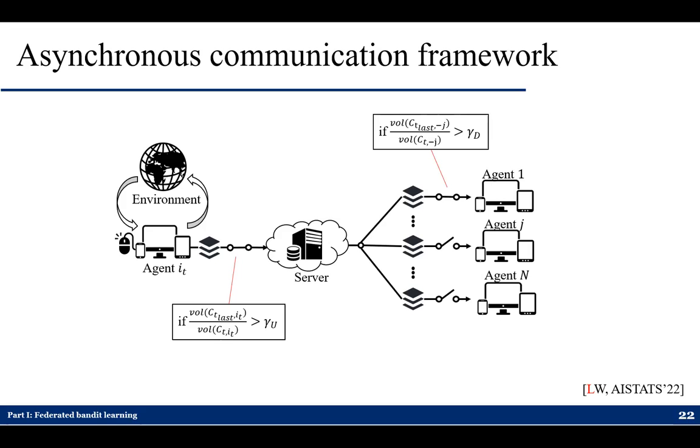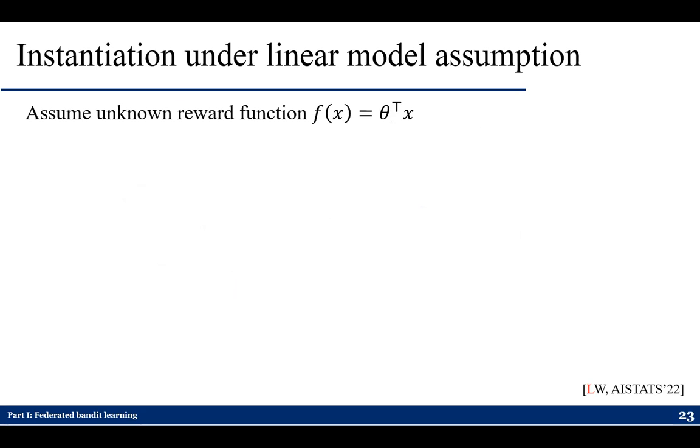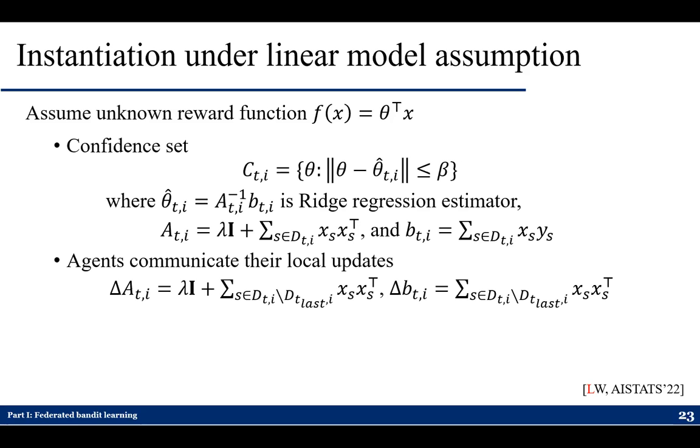The server will look at this event and check whether what it has now is sufficiently different from what it told the agent in the last communication. If it has changed a lot, meaning the server has a much better model than that agent has, the server will download this new model to the agent. So this is the design principle of this asynchronous communication framework. And then we already mentioned this.